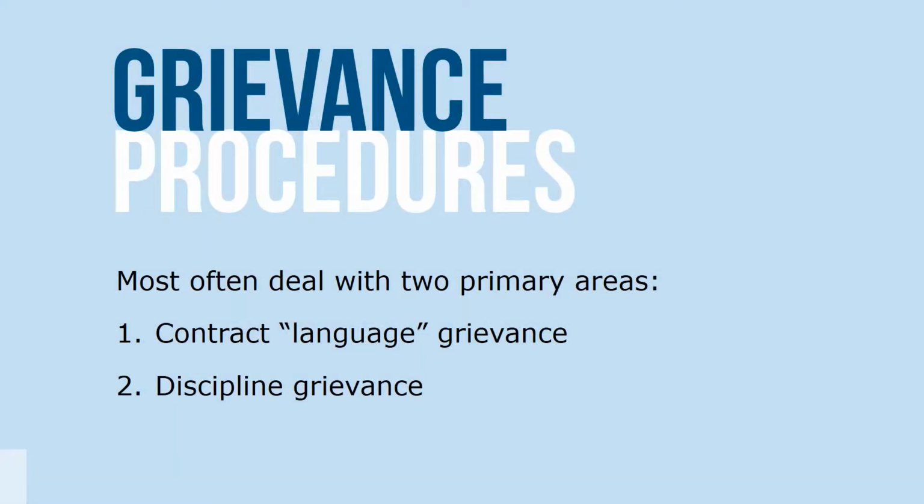Grievance procedures, depending upon how they're drafted, most often deal with two primary areas. Number one, disputes or disagreements about whether an agency violated the union contract, that involves contract interpretation, or two, whether the employer violated the union contract when it disciplined an employee, that involves both the application of fact and a discipline standard.